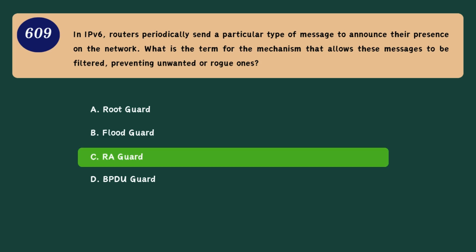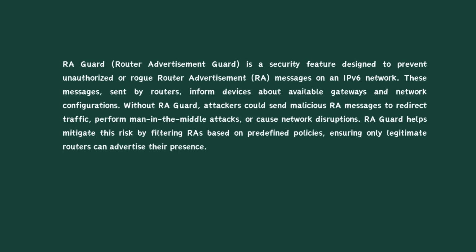Correct answer: C. RA guard. RA guard, router advertisement guard, is a security feature designed to prevent unauthorized or rogue router advertisement messages on an IPv6 network. These messages, sent by routers, inform devices about available gateways and network configurations. Without RA guard, attackers could send malicious RA messages to redirect traffic, perform man-in-the-middle attacks, or cause network disruptions. RA guard helps mitigate this risk by filtering RAs based on predefined policies, ensuring only legitimate routers can advertise their presence.